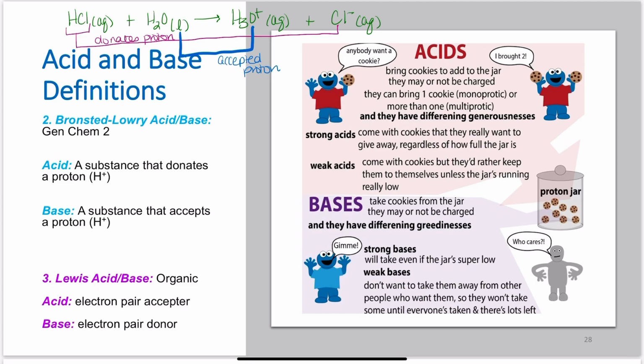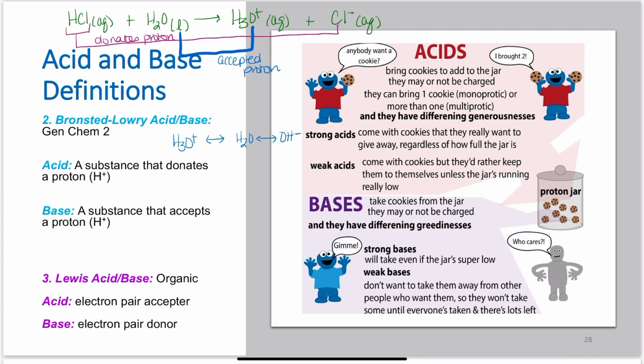Water can actually act as an acid or a base under Bronsted-Lowry conditions. Water can both accept a proton and donate a proton because water can go between H3O plus, H2O, and OH minus. We'll talk a lot more about that second semester. But that HCl donated that proton. Therefore, HCl is acting as an acid. Water accepted the proton. Therefore, water is acting as a base.